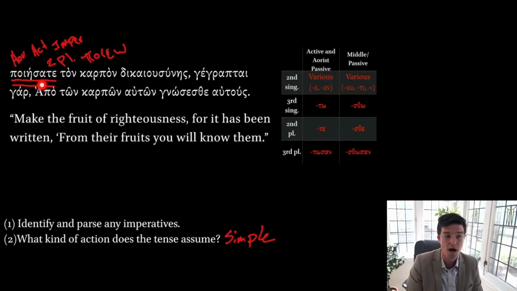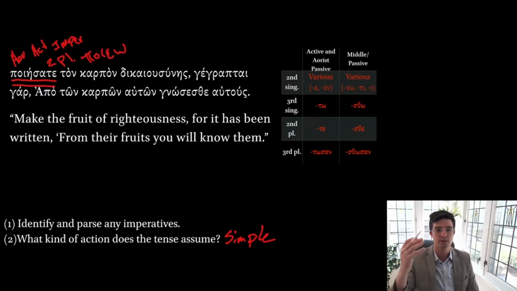So here our options could be, "you all make the fruit of righteousness, because it is written, from their fruits you will know them." But we have, hence, one from the translation of the sentence itself, that this is an imperative, but it also makes better sense in the context of the sentence, so that we have this being the command, "make the fruit of righteousness." And as to the kind of action that it assumes, as an aorist tense imperative, it assumes simple action.